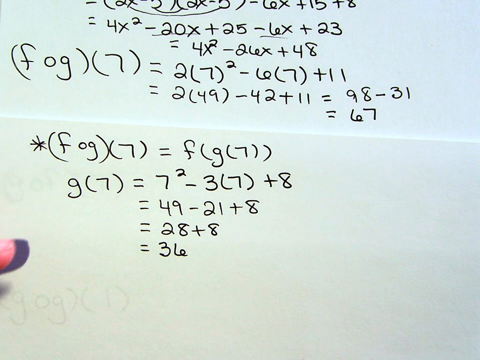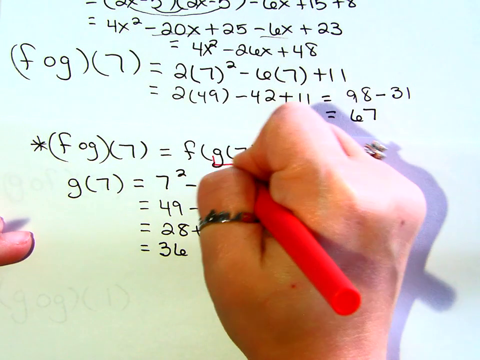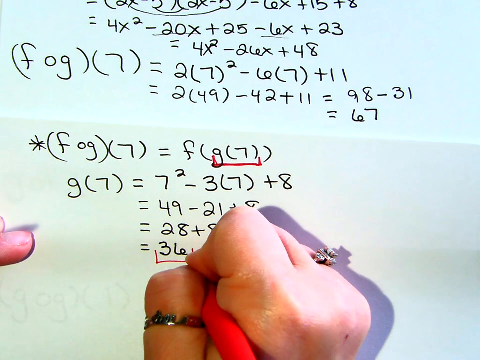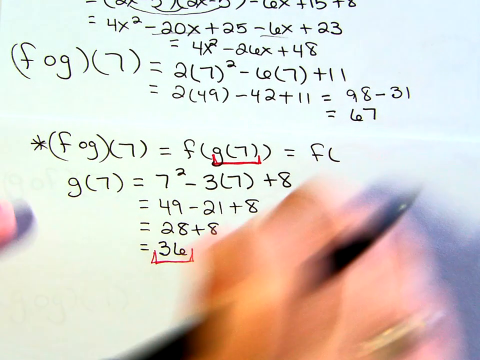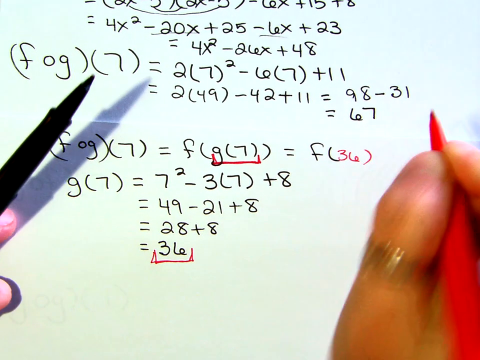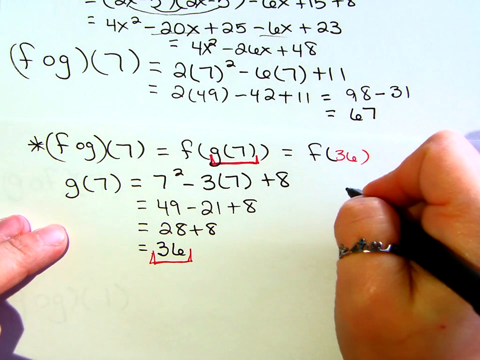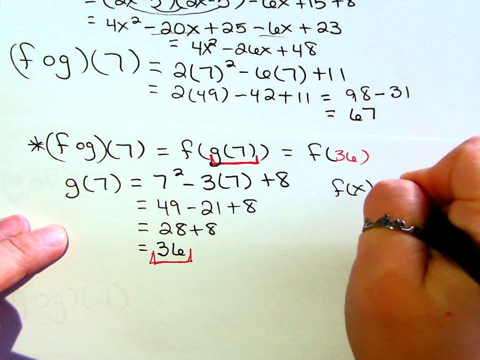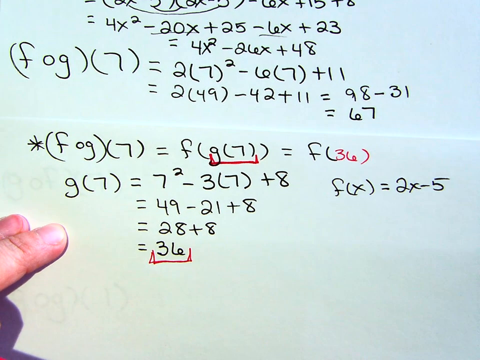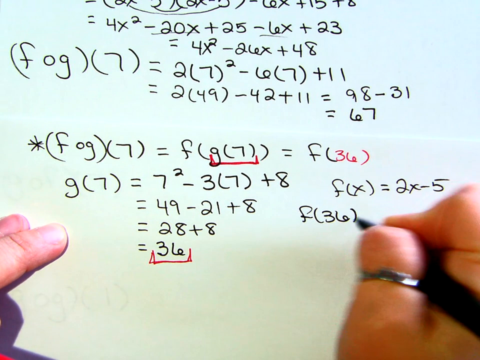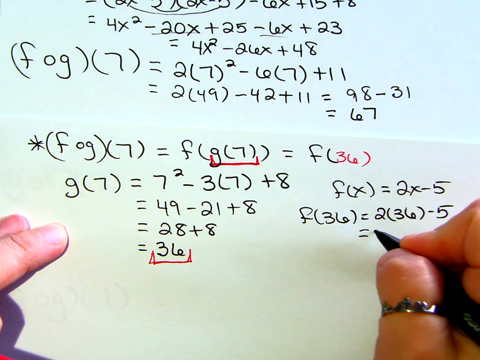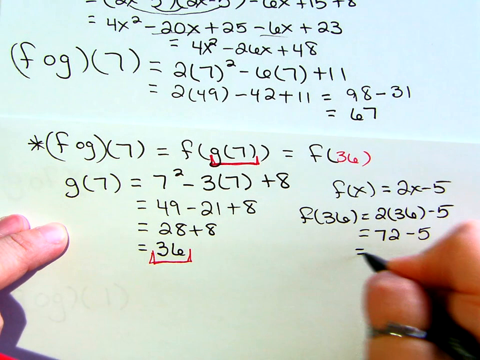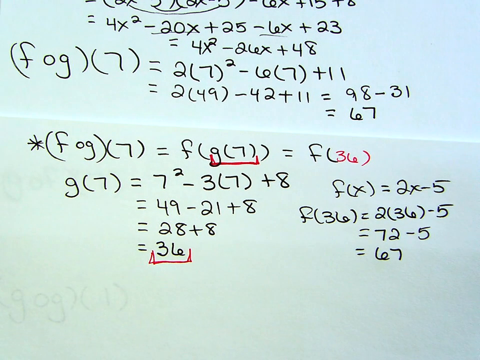But I need to find f of g of 7. So that means I'm really finding f of 36. Well, my f of x function was 2x minus 5. So f of 36 would be 2 times 36 minus 5, which is 72 minus 5, which is 67. Which is exactly what we got doing it the other way up here.